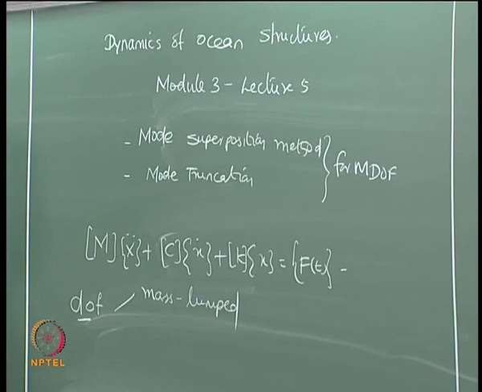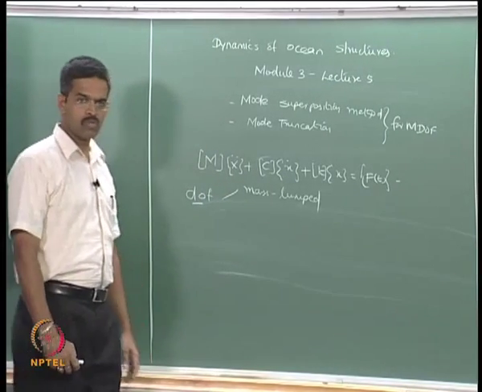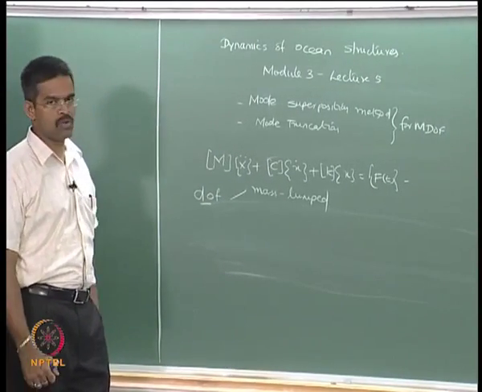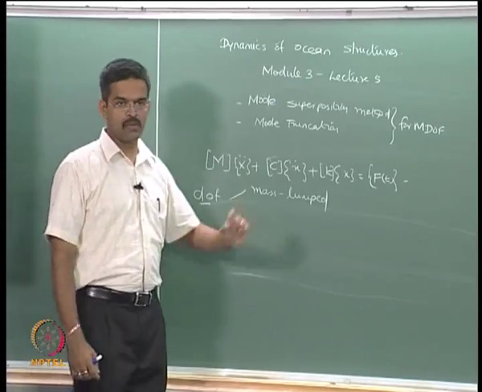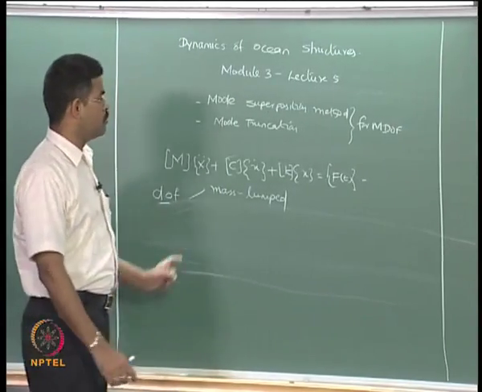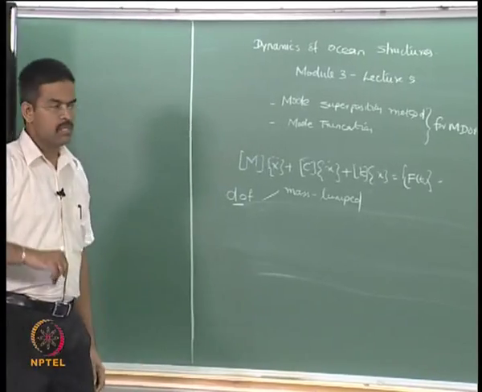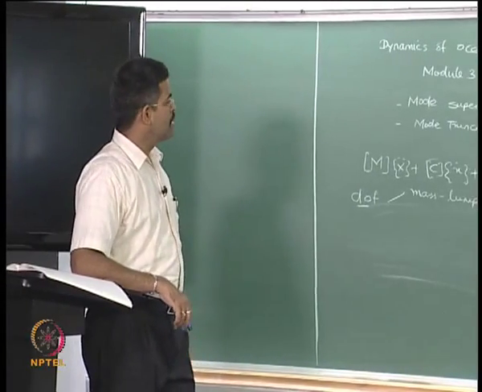The moment I lump the mass at the same point where I am measuring my displacements, I am expected to get a diagonal matrix of mass. Of course, in offshore structures, as you have seen in the second module, there can be off diagonal elements present in the mass matrix, despite measuring the responses in the same place where degrees of freedom are marked.